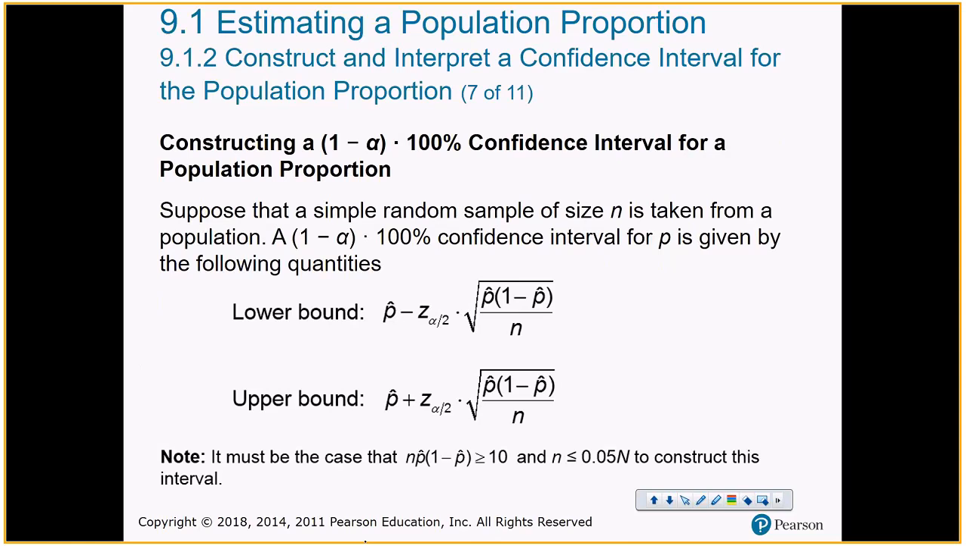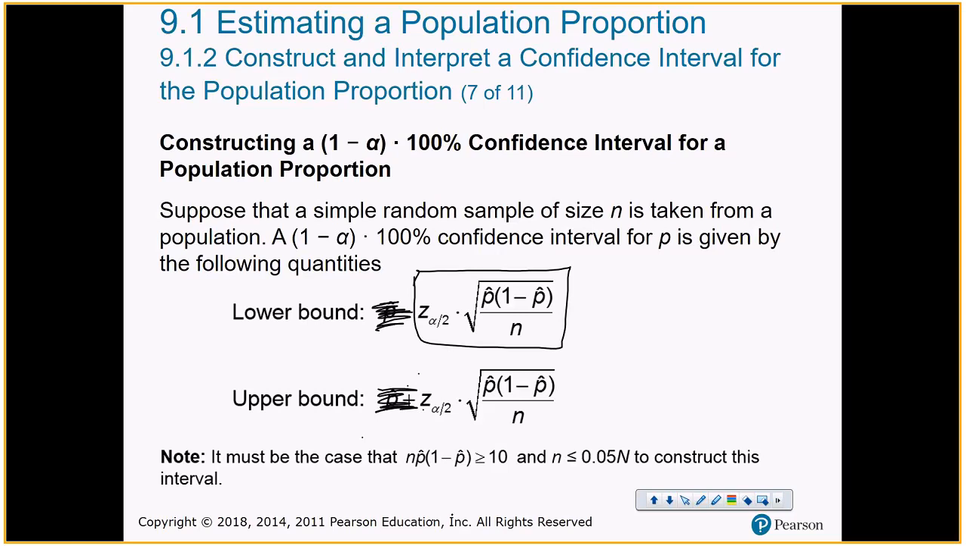Lower bound, upper bound. Write this down. There is your... just forget this right here. I don't like the way they got this. I just want you to write down this right here. Okay? That is your margin of error. Margin of error is your z-score, so alpha over 2, times the square root of p hat q hat over n.